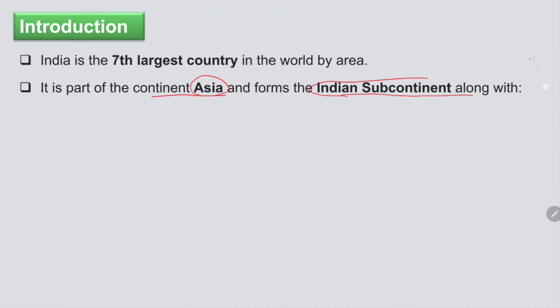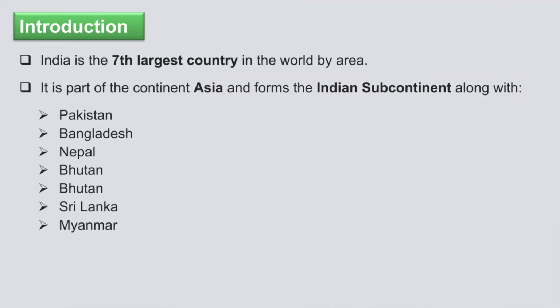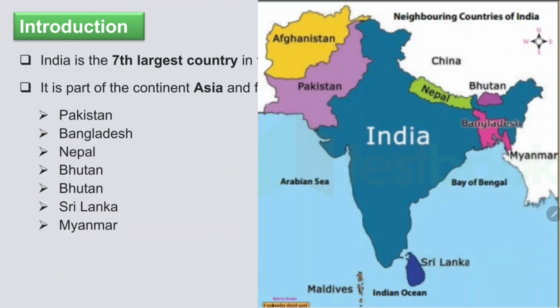And what are the neighboring countries of India? Pakistan, Bangladesh, Nepal, Bhutan, Sri Lanka and Myanmar. So these are the neighboring countries of India, and along with India, the entire land is known as the Indian subcontinent. And India is the biggest among all these countries.